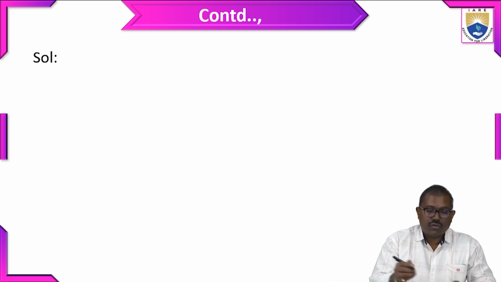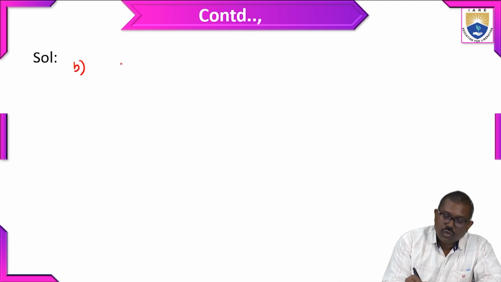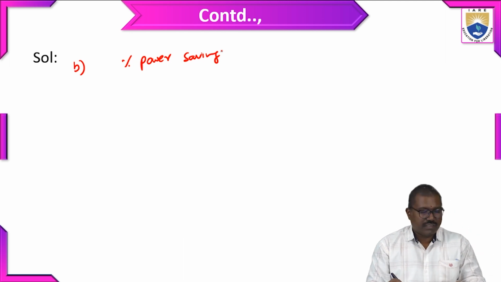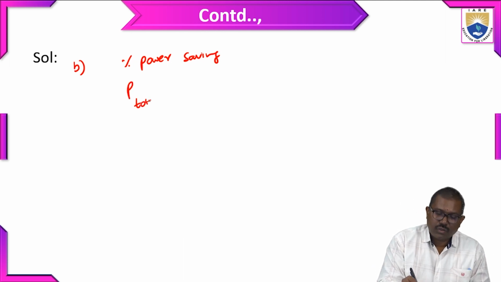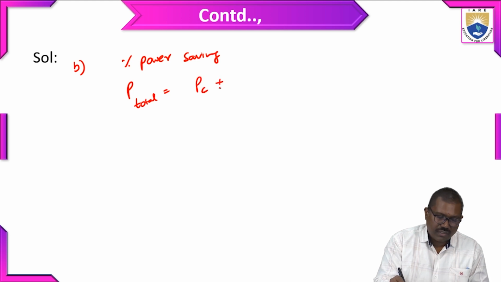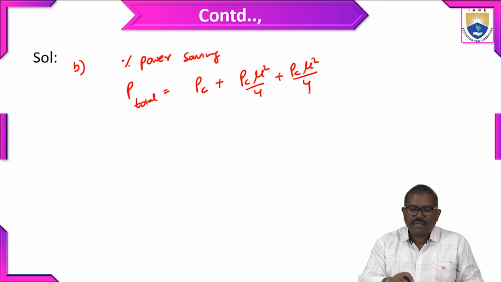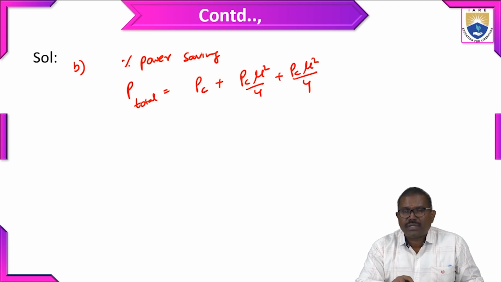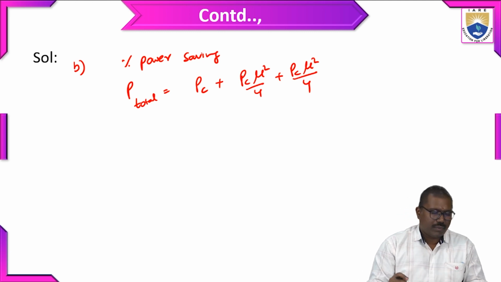Okay, so for B bit, to find the percentage of power saving, here we take P total equal to PC plus PC into mu square by 4 plus PC into mu square by 4. Here, the total power is contributed by the carrier power and the two sidebands. So this is the AM: carrier plus 2 sidebands.